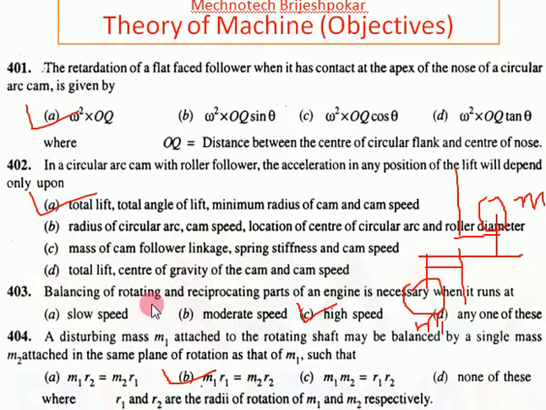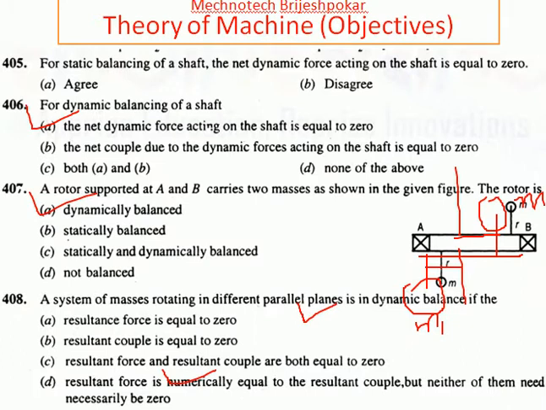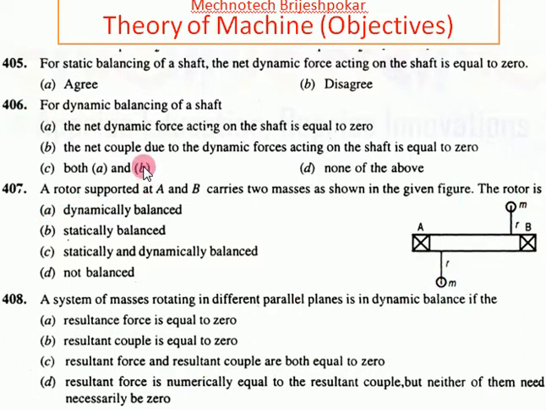Okay, now next is, for the static balancing of shaft, the net dynamic force acting on the shaft is equal to 0. So it's right. Okay, answer is A. For the static balancing, the net dynamic force acting on the shaft is equal to 0.